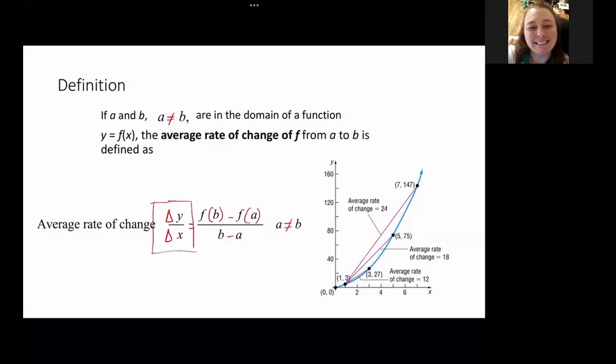We've already used that, okay? This is the same as your slope, your rise over your run. Change in y over a change in x, okay? So we've got this graph here, and the average rate of change is going to be different between whatever two points you select on that graph. Remember, these graphs are not lines.